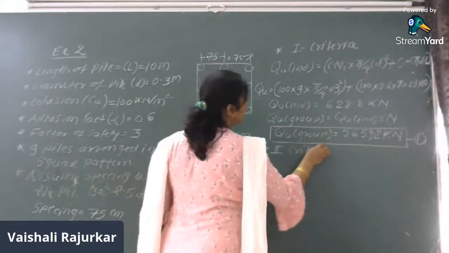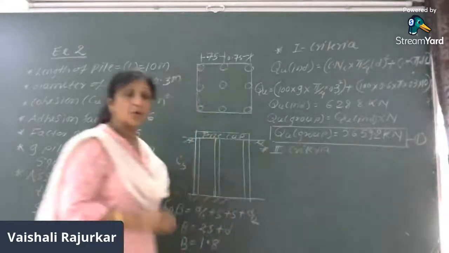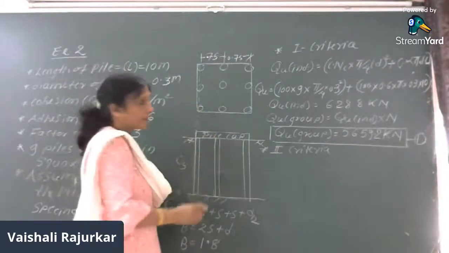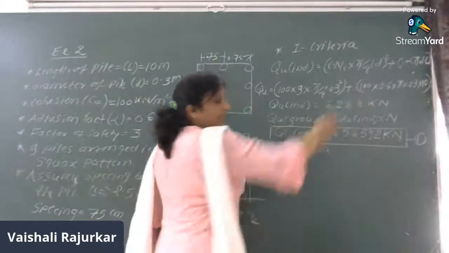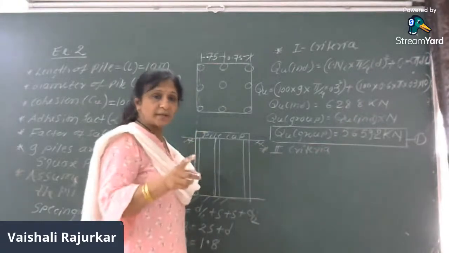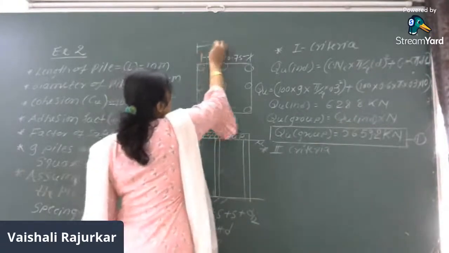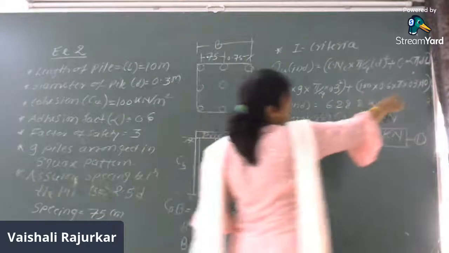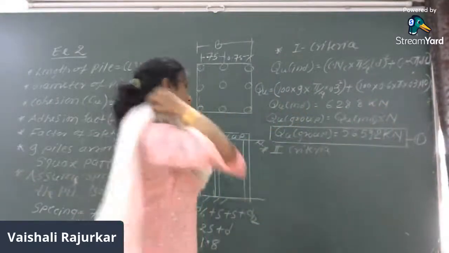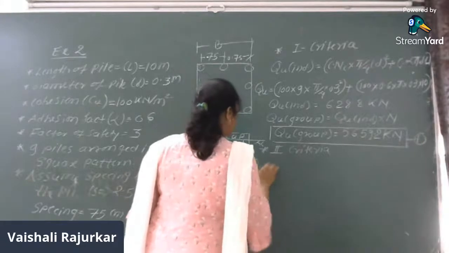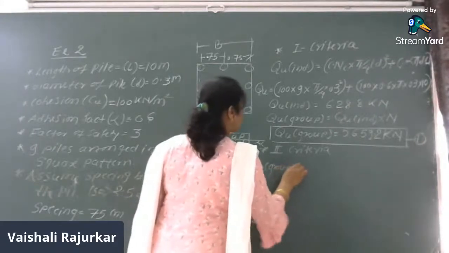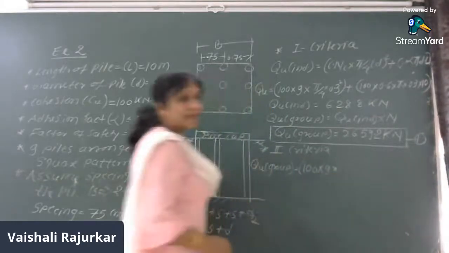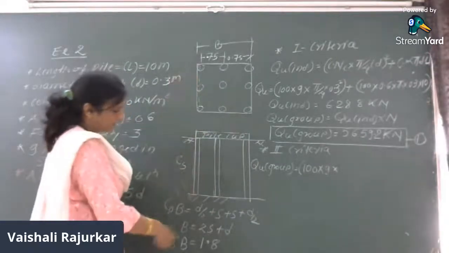Here we will consider the whole group as a single member of dimensions B by B. So instead of pi by 4 d square, we have to write B square, that B is the dimension of this group, which is found to be 1.8. And to determine the perimeter, here we will take 4B into L. So here, QU group is equal to 100 into 9 into B square. What is B? B is 1.8.